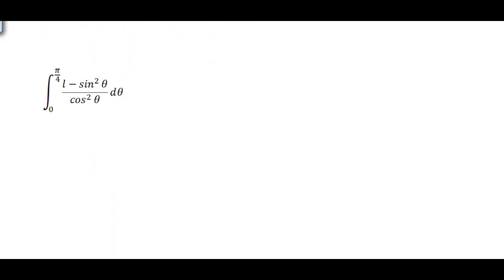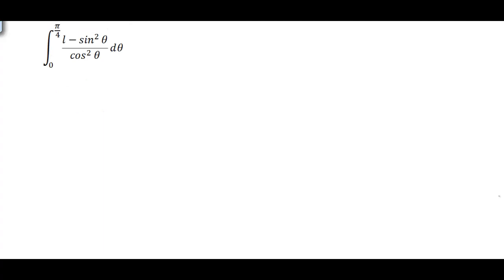All right, our next example involves our trig functions. For this one, we have the integral of (1 minus sine squared theta) over cosine squared theta d theta. Our limits are from 0 to pi over 4. And remember, we don't have a quotient rule, so how do you think we can rewrite this 1 minus sine squared over cosine squared so we can integrate it?